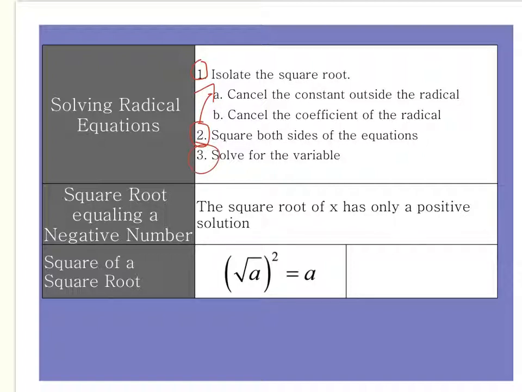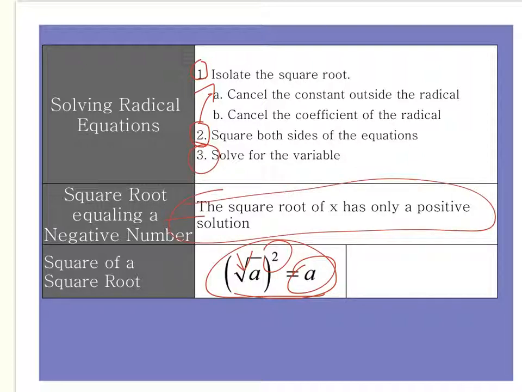So the square root of x has only a positive solution. So it's got to be this. Square root and square cancel each other out, so it's only got the positive solution. So a square root can never equal a negative number. If that's the case, that's got to be your big tip-off that that doesn't work.